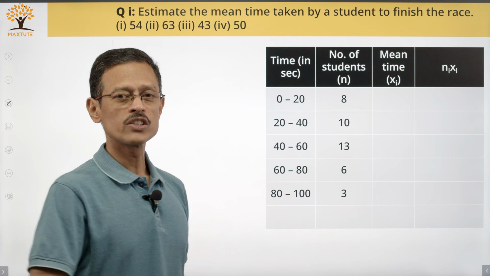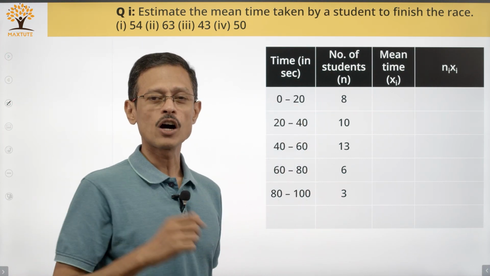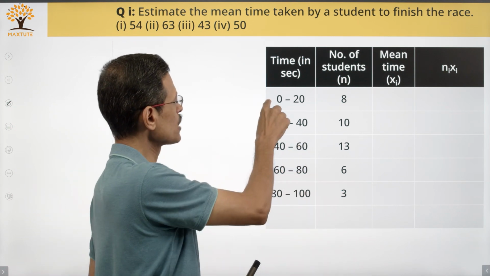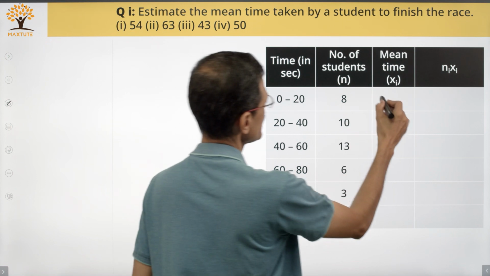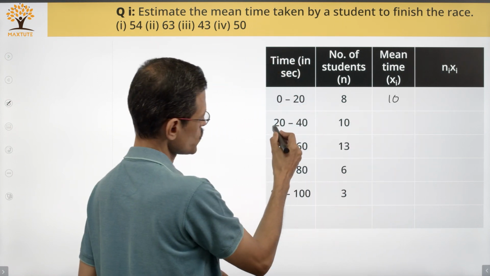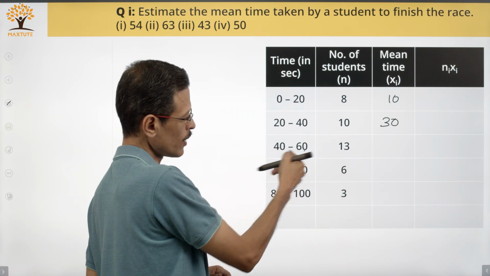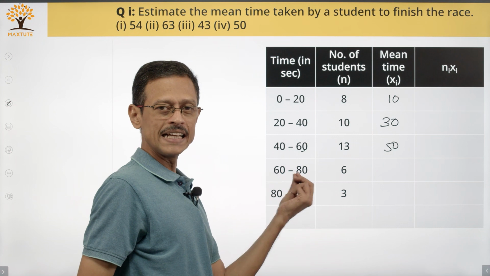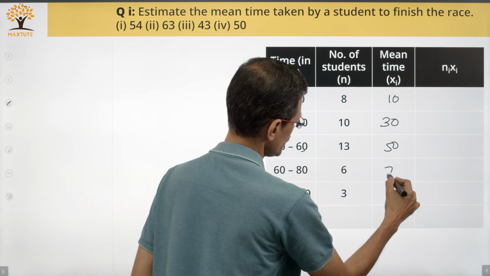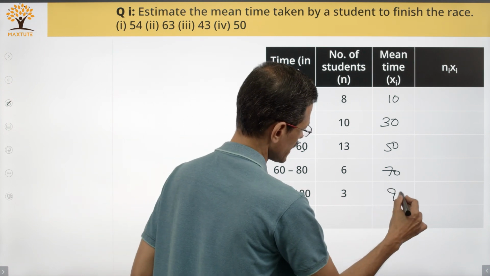First, we compute the mean value for each of these intervals. How do you find the mean time for each interval? Pick the lower and upper limits, add them, and divide by 2. 0 plus 20 by 2, 10 is x1. x2 is 20 plus 40, 60 by 2, which is equal to 30. The third one is 40 plus 60, 100 by 2, which is equal to 50. 60 plus 80, 140 divided by 2, which is equal to 70. And 80 plus 100, 180 divided by 2, which is equal to 90.